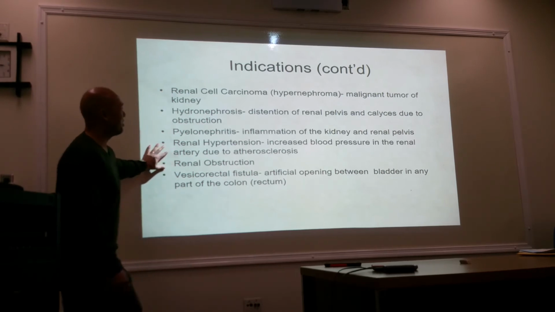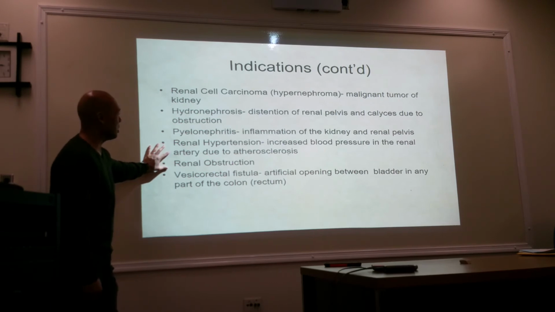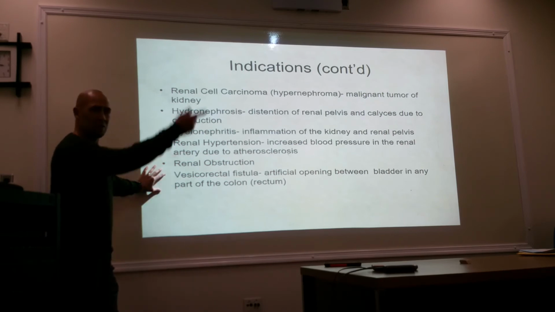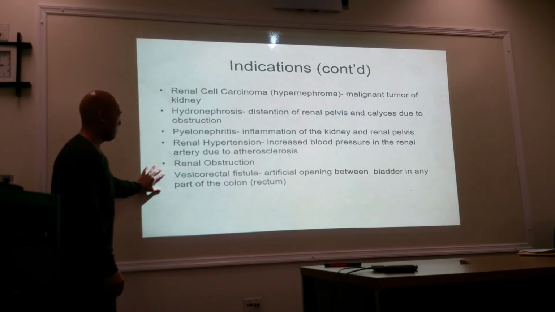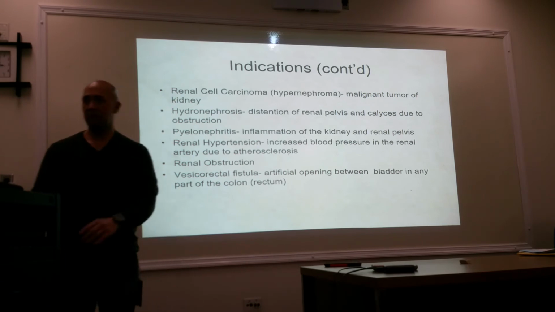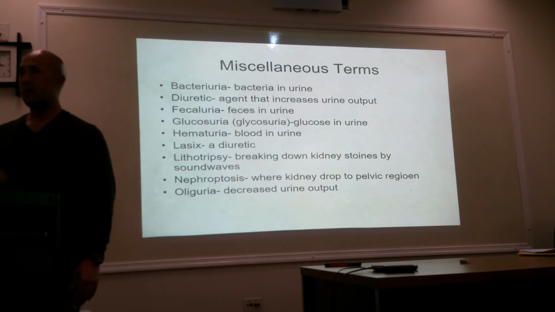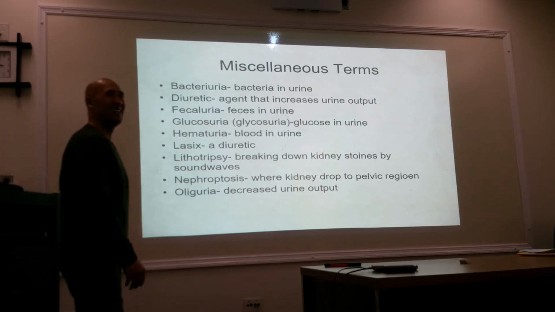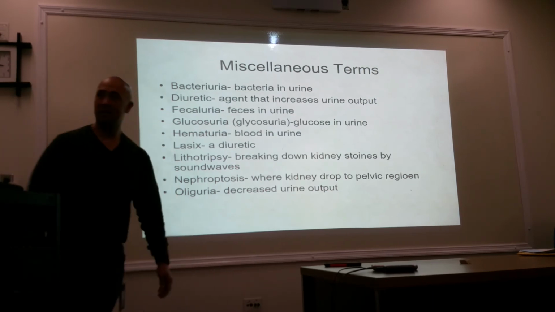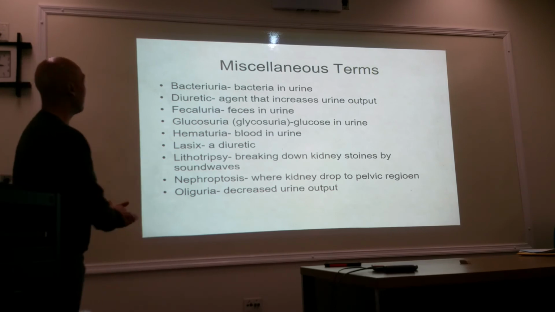Renal hypertension is increased blood pressure in the renal artery due to atherosclerosis or even a blockage. Renal obstruction. Vesicorectal fistula, an artificial opening between the bladder and any part of the colon. You remember the images, how close the bladder was to the rectum? So we may be doing it for that as well. And it goes on. Okay, miscellaneous terms.